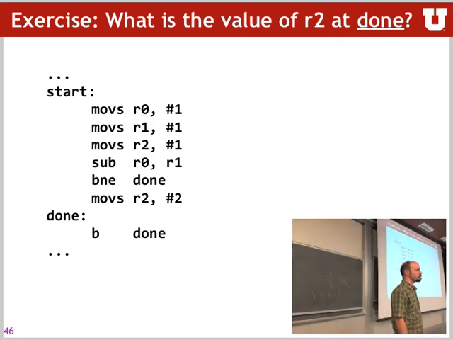All right, let's try to solve this. What happens? MOVS R0, 1. So we move 1 into R0. S indicates we update the APSR. What happens? The negative, the zero, and the carry flags get set.